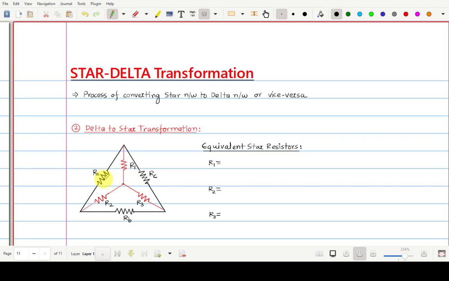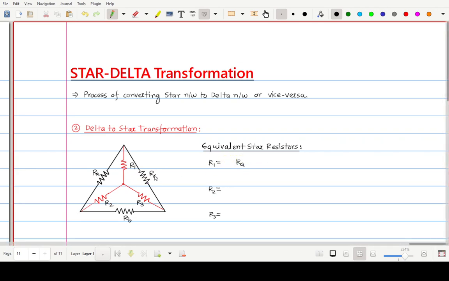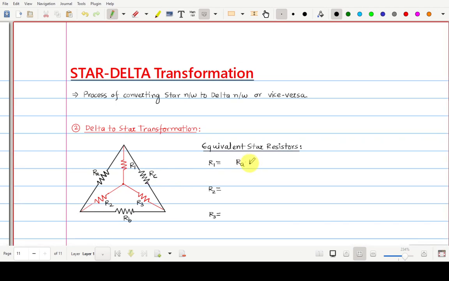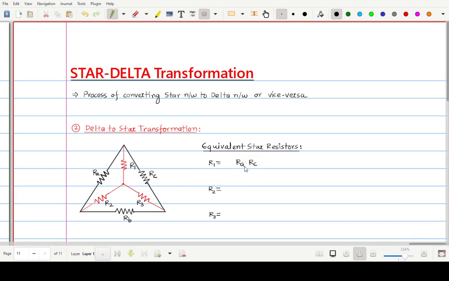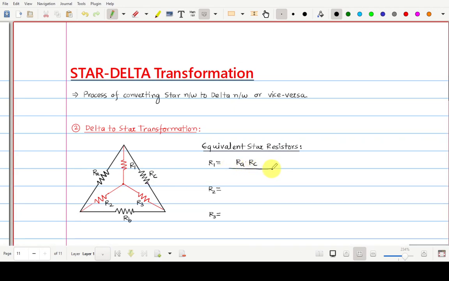First of all look at the nearest delta resistances. What are the nearest delta resistances? RA and RC. So multiply them: RA into RC, and it should be divided by the total resistance. What is the total resistance? RA plus RB plus RC.